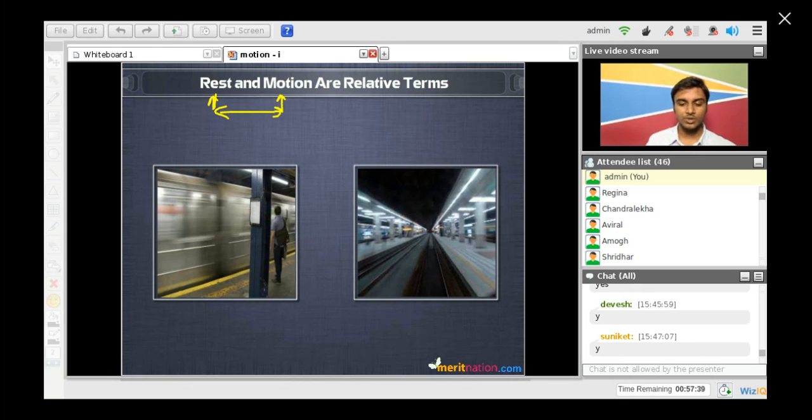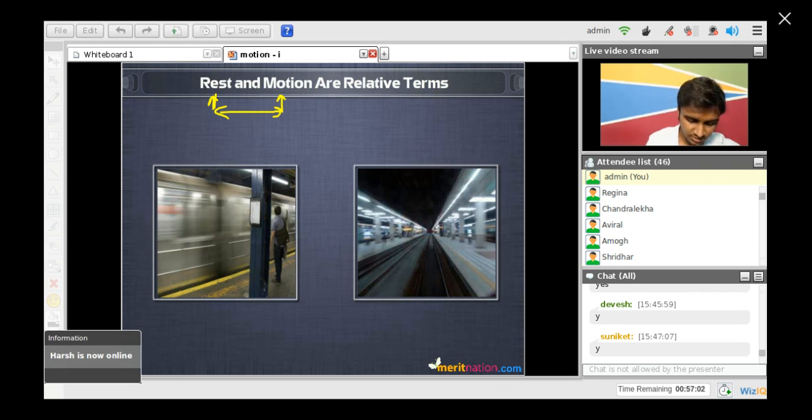Why so? Because for a person, let's take this example where there is a train going on. The train is moving. Now for the person sitting inside the train, the outside world seems to be moving. And for the person outside the train, the train seems to be moving. So actually the motion is relative, and it depends on the place from where you are observing the motion.